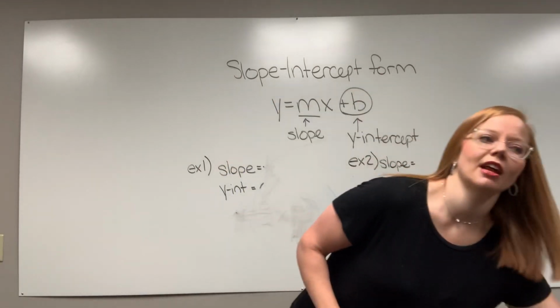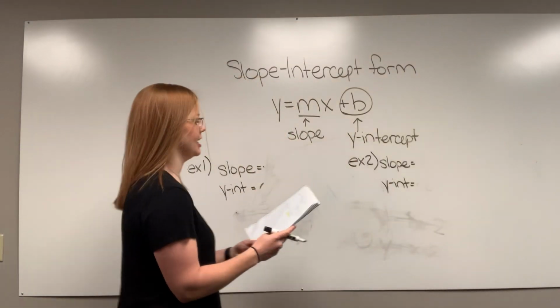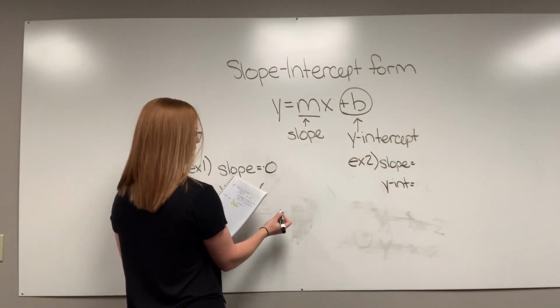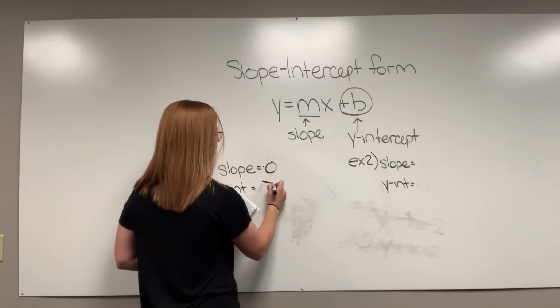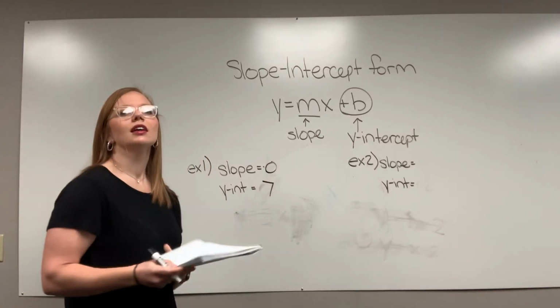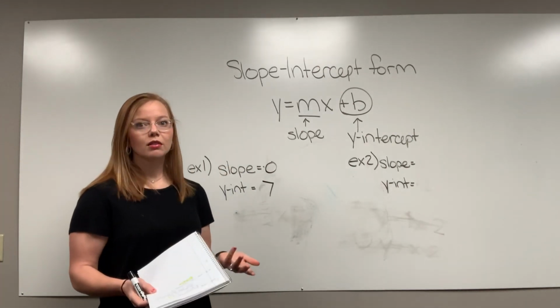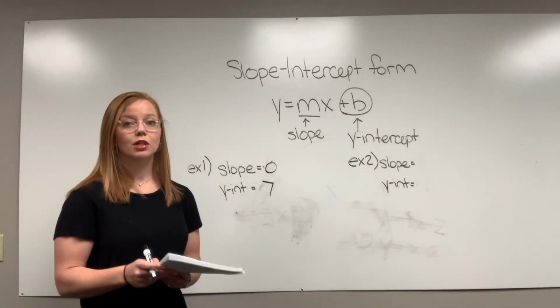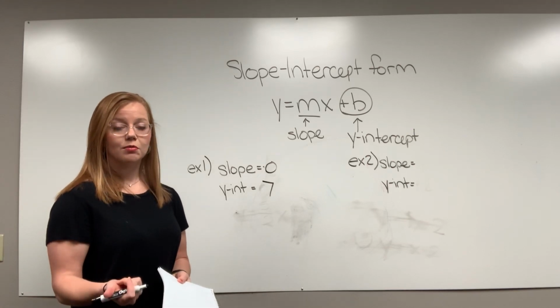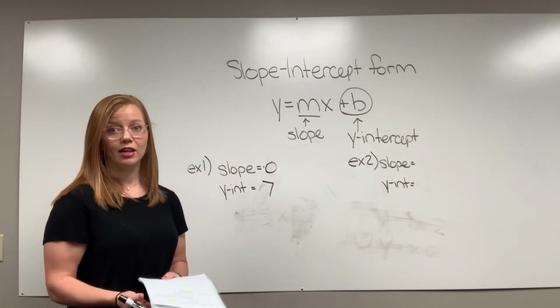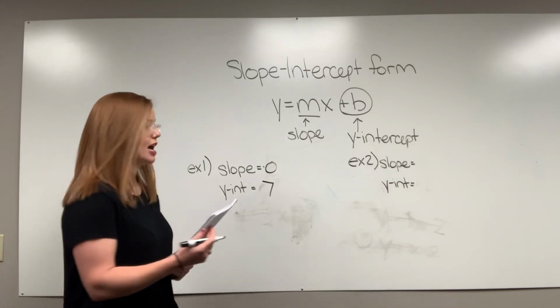The next example that I want us to do together is whenever the slope is 0 and the y-intercept is 7. This may throw us for a loop with the slope being 0. But once again, we're going to follow our same steps. We're going to replace the m with whatever our slope is, the b with whatever our y-intercept is, and then we can simplify after that.